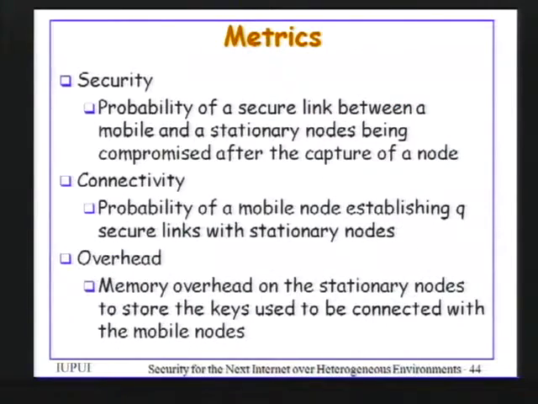Here are the metrics. We define the metrics: security, connectivity, and overhead. Security is the probability of a link being captured by the enemy. Connectivity is the probability of mobile nodes establishing secure links. Overhead is how much memory you need, basically how many keys you have to keep.